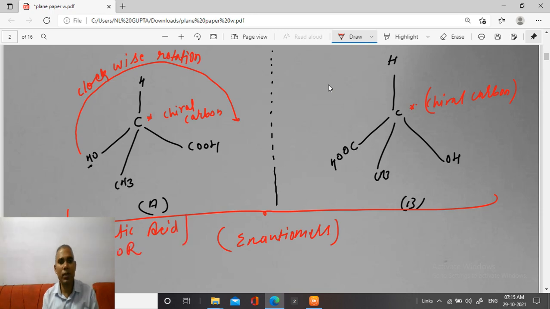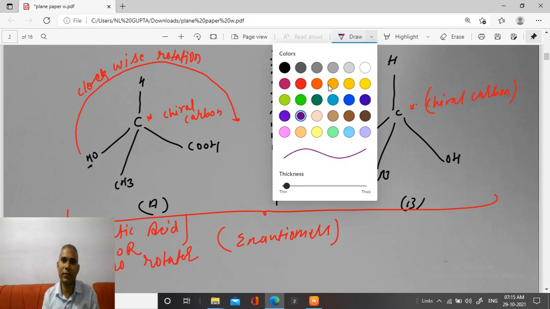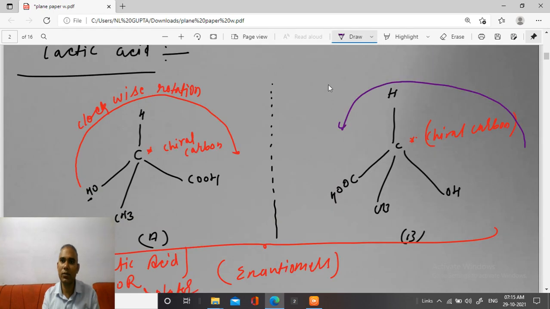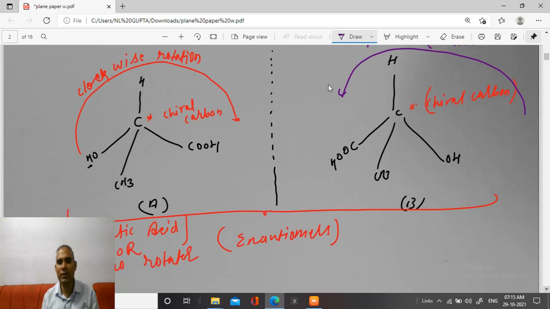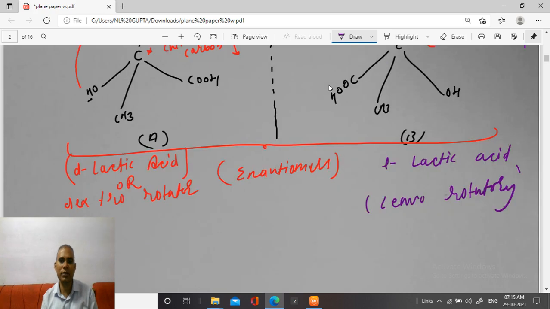Dextrorotatory, okay. Now the other one rotates in the left direction. Left direction means anti-clockwise. It is rotating the plane polarized light anti-clockwise. That is known as L-lactic acid. The L part means levorotatory, student.